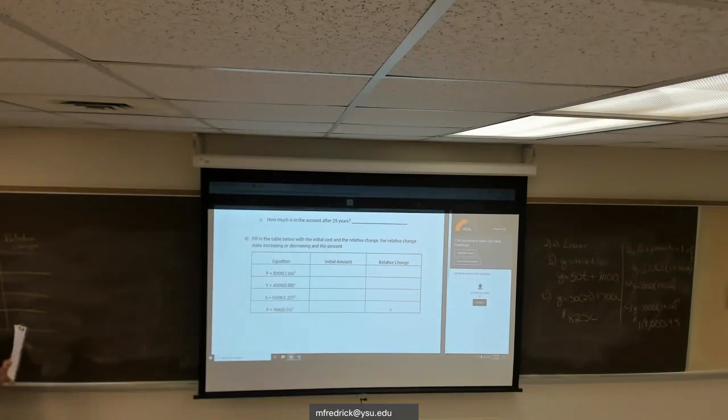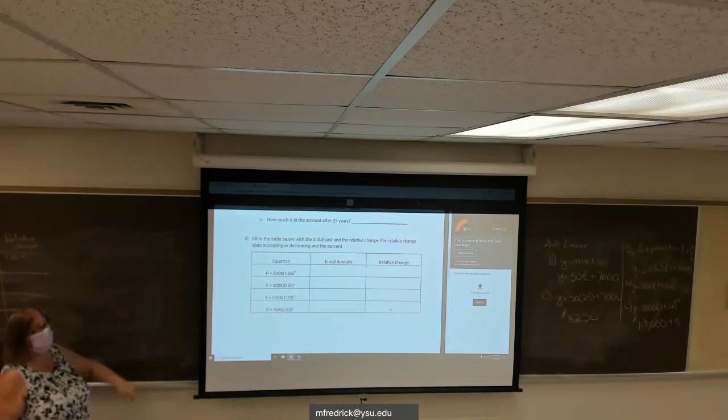Okay, so for the first one, what do we get for initial amount? Initial amount's kind of easy. It's always at the beginning, outside of the parentheses, so it'd be 800. Is this one increasing or decreasing? Increasing. It's increasing by how much? 6%. Our formula adds the 1.